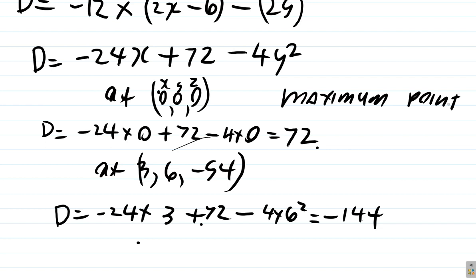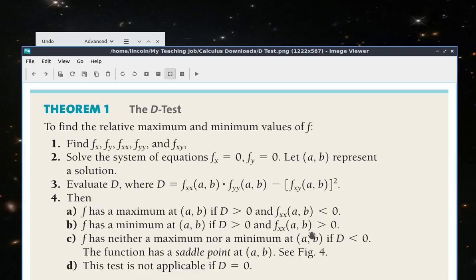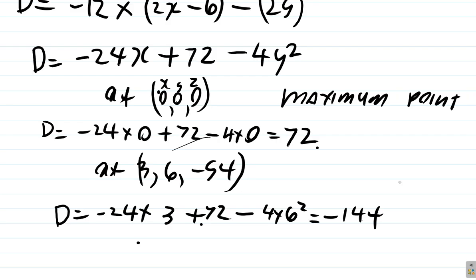Now, here at 3, 6, negative 54, D is negative 144. So let's see now. When D is less than 0, we have a saddle point. So here we have a saddle point.